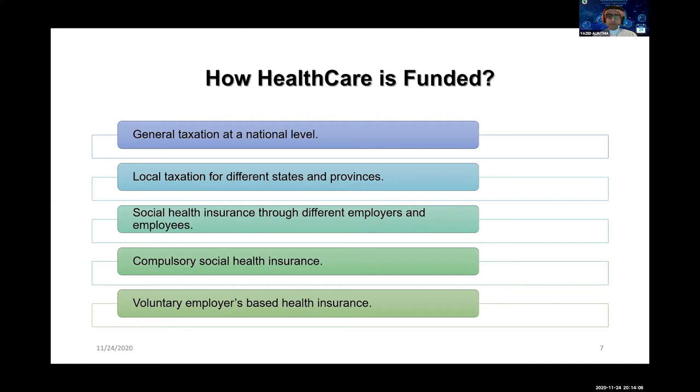Compulsory social health insurance. This can be the case in the near future when HAP, or the Program for Health Assurance and Purchasing, kicks in. This can be the case because it wouldn't be sustainable unless we have some sort of compulsory social health insurance. Voluntary employer-based health insurance is the case, for example, in some ministries here in the kingdom, where employees can have the option to buy their health insurance through a program facilitated by their employer.